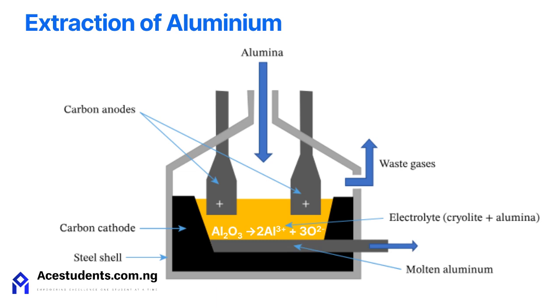In the electrolytic cell, aluminium oxide is broken down into aluminium ions and oxide ions. At the cathode, which is the negative electrode, aluminium 3+ ions gain electrons and form molten aluminium. At the anode, which is the positive electrode, oxide ions lose electrons and form oxygen gas.